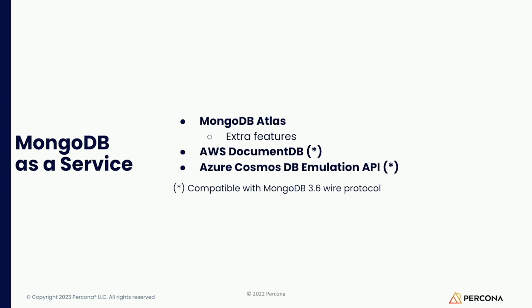Then AWS has DocumentDB, which is compatible at the protocol level with MongoDB, but behind the scenes, we don't know what that is. And Microsoft has Cosmos DB, which is an emulation API for the MongoDB wire protocol as well.